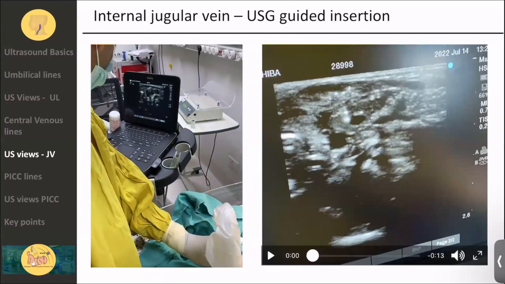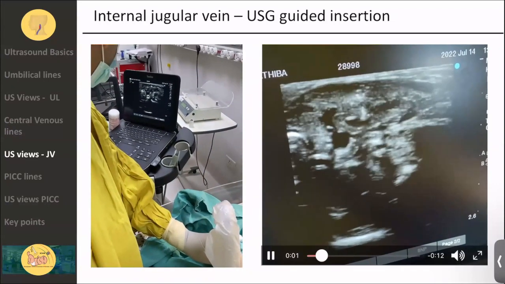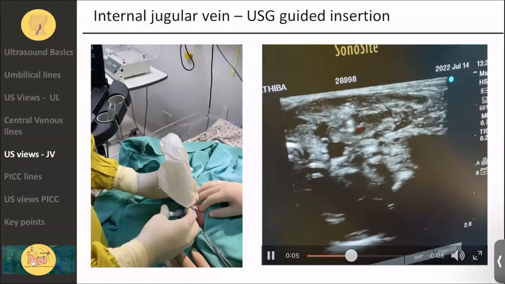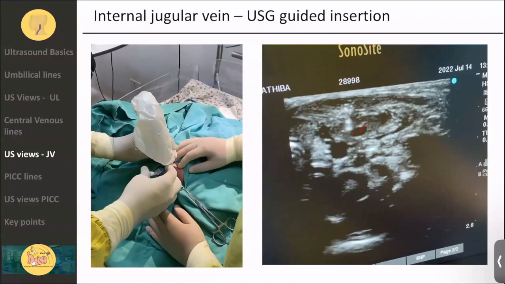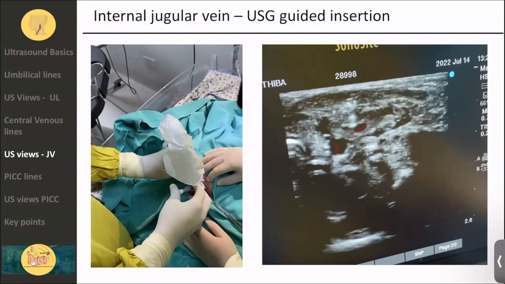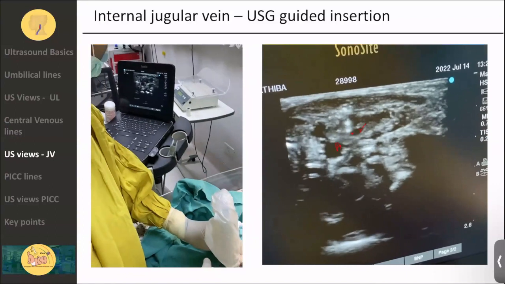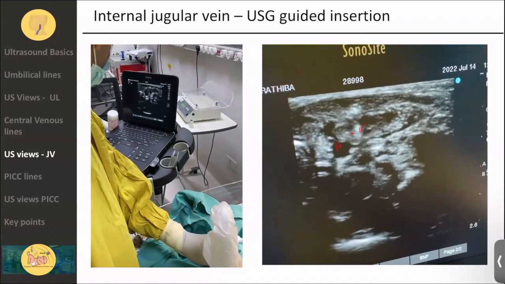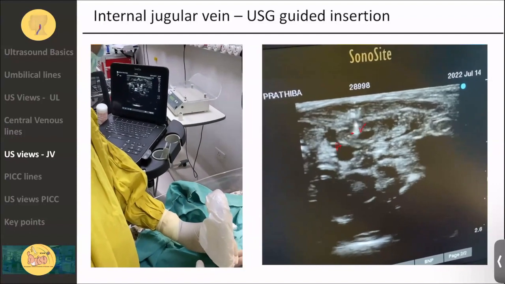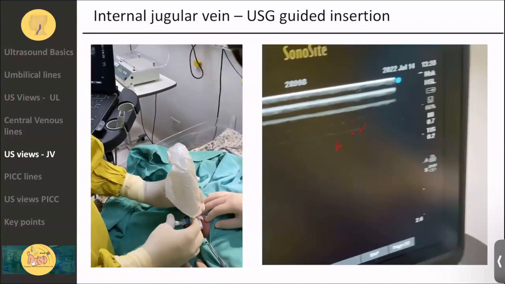You can see, okay, this video is not playing. So you can see the needle going. This is the vein, and you can see that this is the tip of the needle which is going and which is pricking the vein, right? And this is the artery. Be away from the artery. Then you take the transducer out, and whichever way, Seldinger way or whichever way, you can put the line.